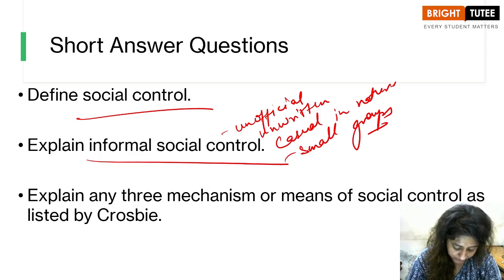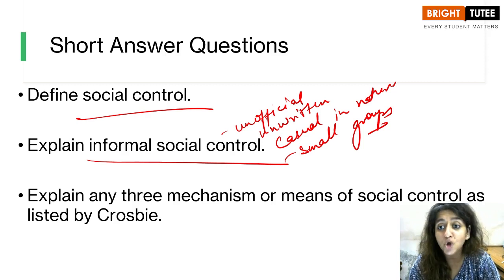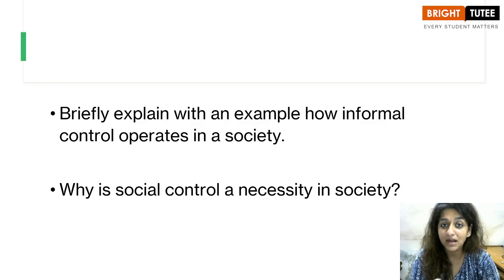Explain any three mechanisms or means of social control as listed by Crosby. When you talk about the mechanisms of social control, you may talk about how there is this influence exerted by society, such as persuasion, public opinion, religion, morality, and in extreme cases coercion and force as well, and how the concept of conforming and deviating is explained under the mechanism can be explained here.